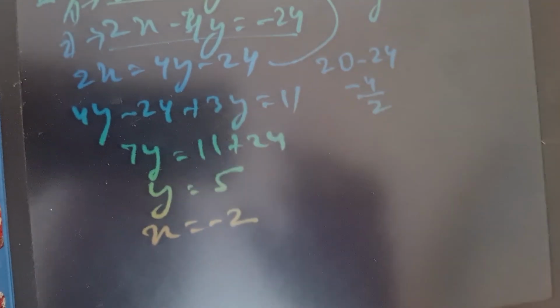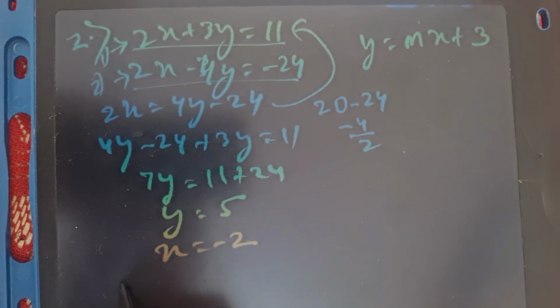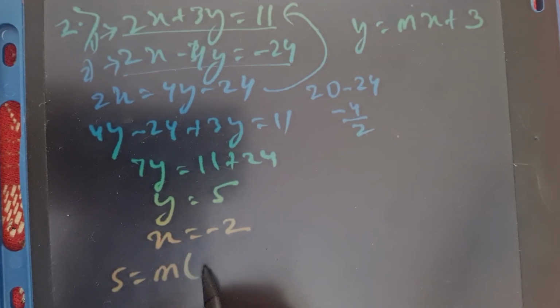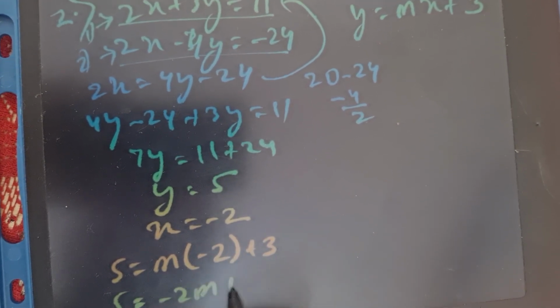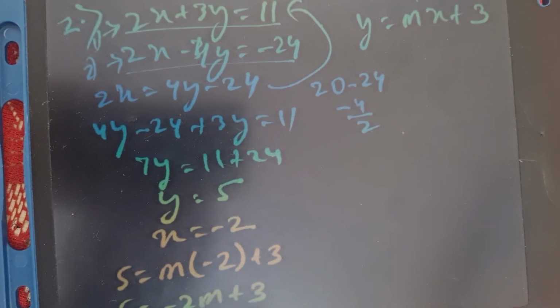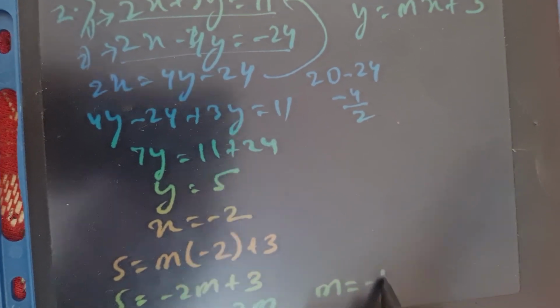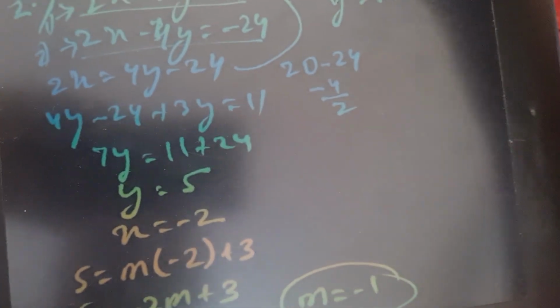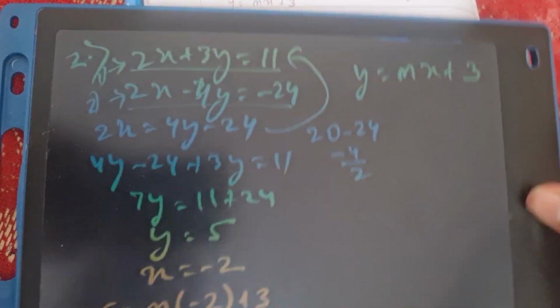Now putting the values, y is equal to mx plus 3. So y is 5, equal to m into minus 2 plus 3. So 5 is minus 2m plus 3. So 5 minus 3 is 2, equal to minus 2m. So m is actually minus 1. So here the value of m is minus 1. Now we will solve the third question.